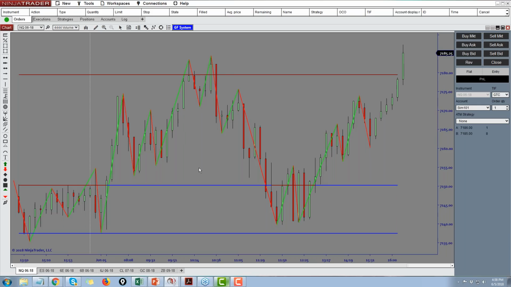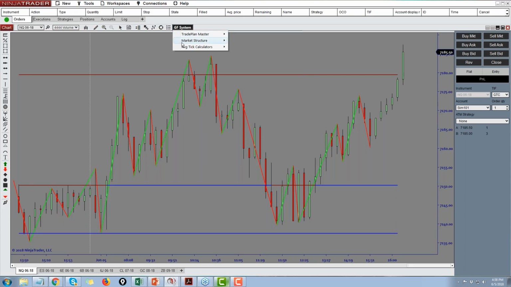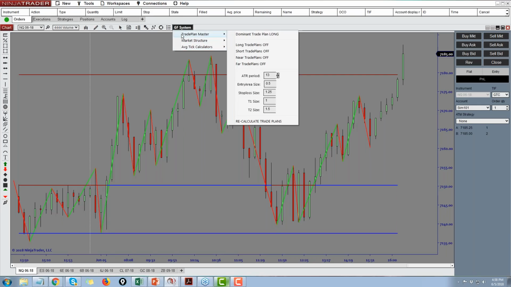Perfect. So what I want to do is explain the drop down. When we go to the drop down up here, there's 3 sections. You've got a trade plan master, a market structure settings, and an average tick calculator. Let's talk about the trade plan master. Depending on if you're looking to buy or sell the market, you can turn the dominant trade to long, short, or none. The main thing is understanding whether you're looking to buy or sell the market.